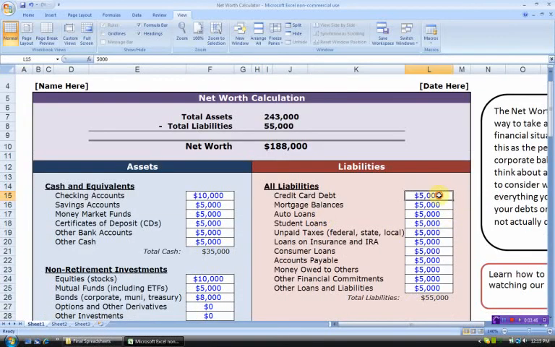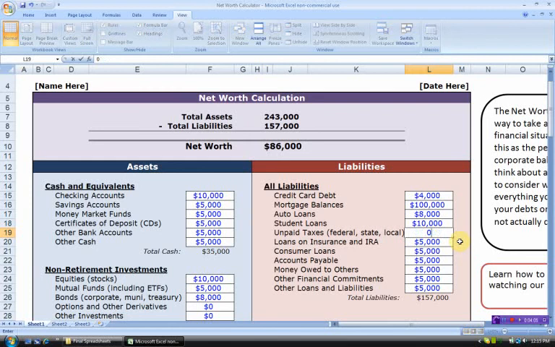and you can see that we have our liabilities section. So credit card debt. Right now I have $4,000 in credit card debt. I have a mortgage balance of $100,000. I have $8,000 outstanding on my auto loan. I also have $10,000 in student loans.